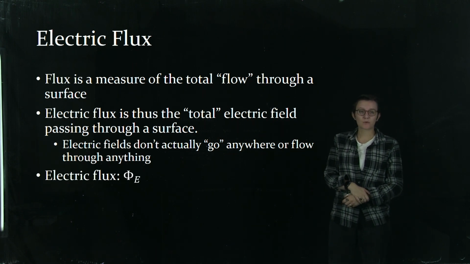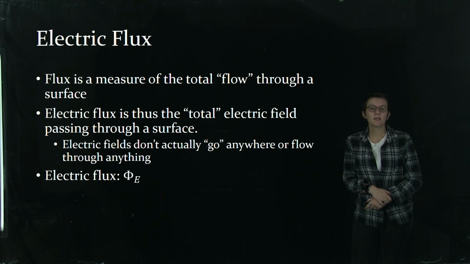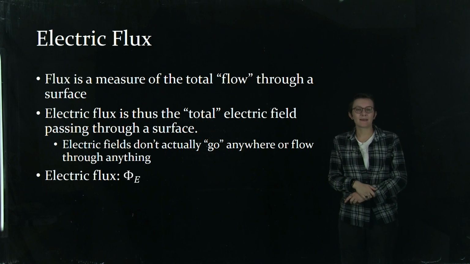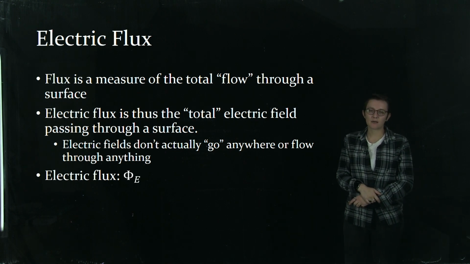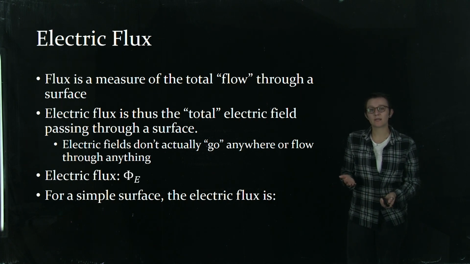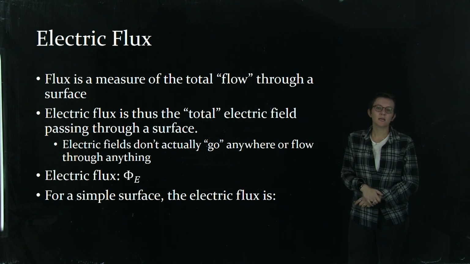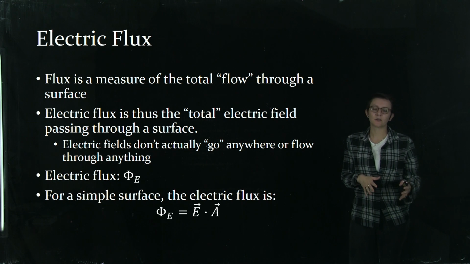We're going to use the symbol phi sub e to represent the electric flux. I'm using the subscript e to represent electric. We will see a magnetic flux in the future, so I'm going to leave this as phi sub e as the electric flux. And for a simple surface, meaning I can quantify the surface with a single area vector, the electric flux is given by the electric field dotted with your area vector.